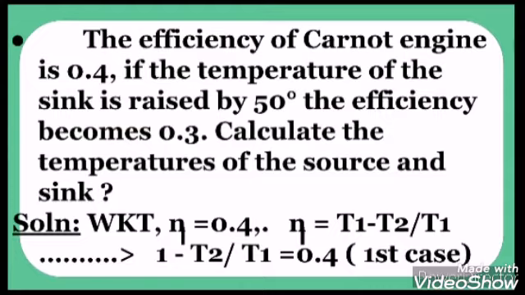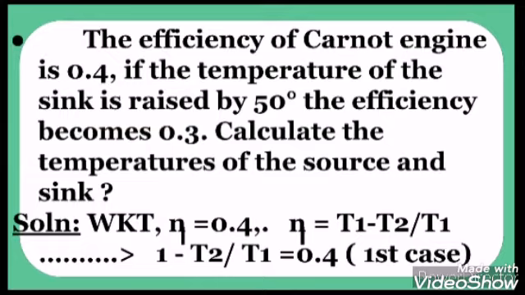Problem number 3. The efficiency of Carnot engine is 0.4. If temperature of sink is raised by 50 degrees Celsius, efficiency becomes 0.3. Calculate the temperatures of the source and sink. Here, there is one Carnot engine which has an efficiency 0.4. When the temperature of sink of a Carnot engine is raised by 50 degrees Celsius, the efficiency becomes 0.3. And now we have to calculate the temperature of source and sink.